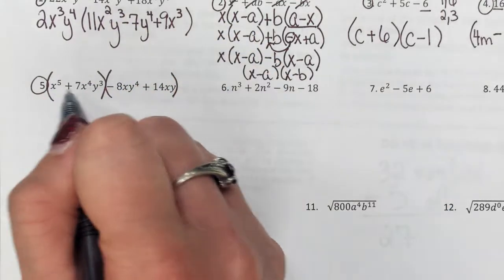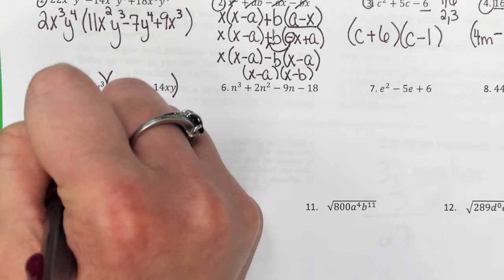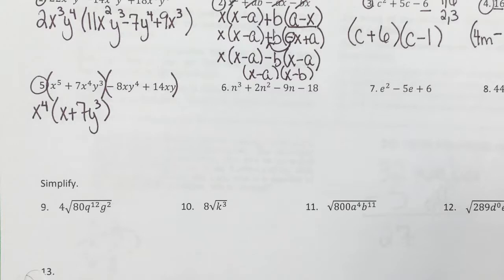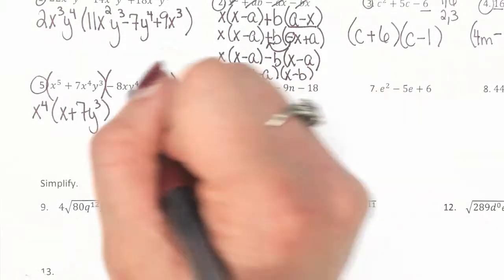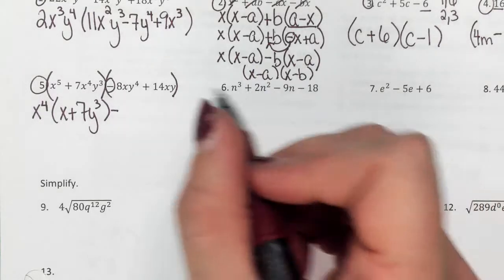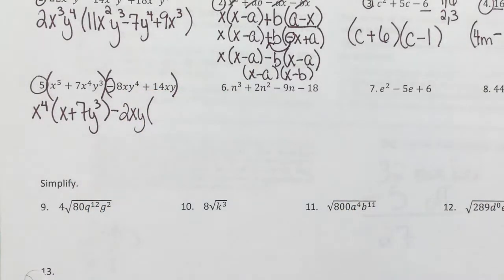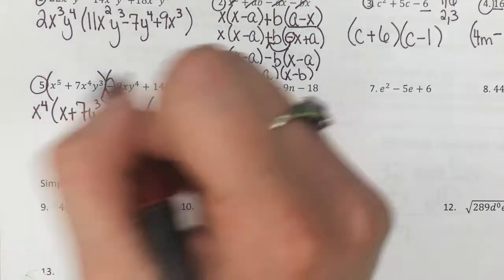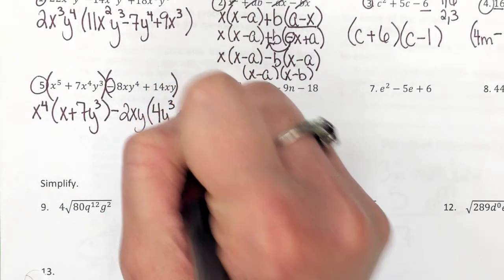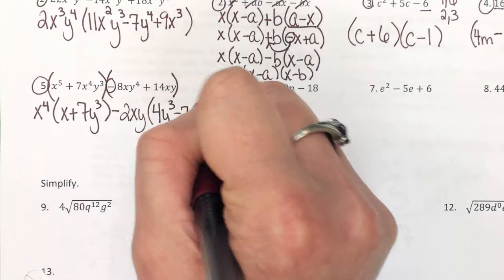All right, what do the first two have in common? X to the 4th, which leaves you with x plus 7y cubed. All right, and what kind of sign am I going to take? Yeah, what do those two have in common? Perfect. Just be careful when you divide. Negative 8 divided by negative 2 is a positive 4y to the third. And 14 divided by negative 2 is a negative 7.